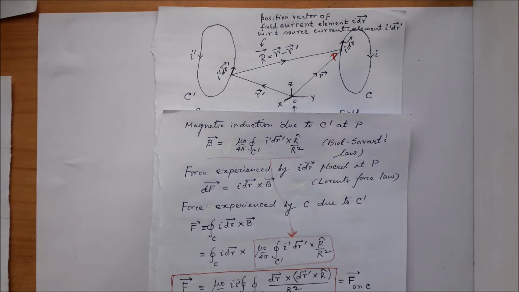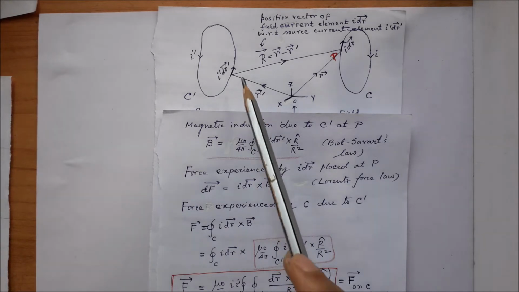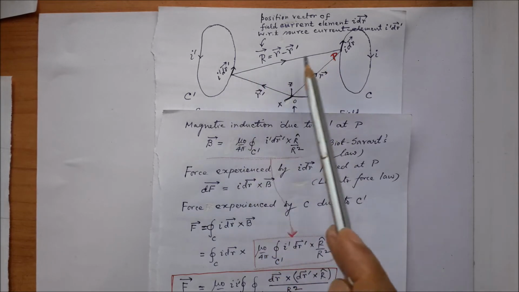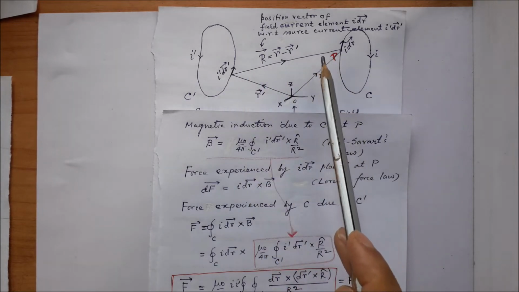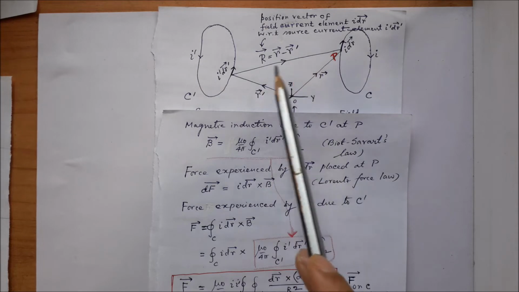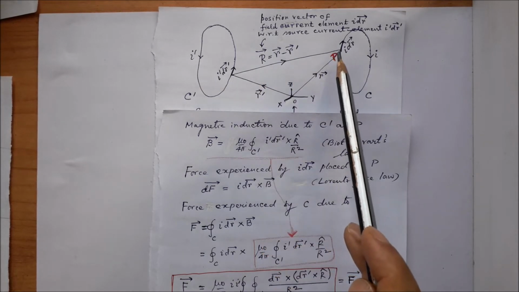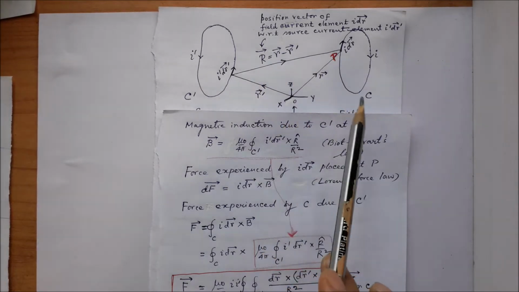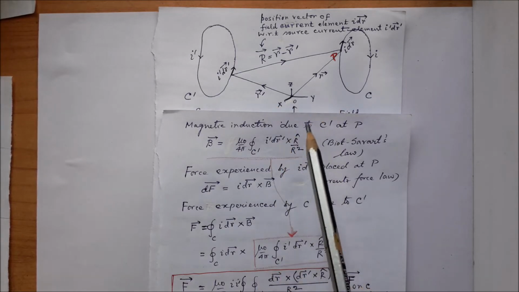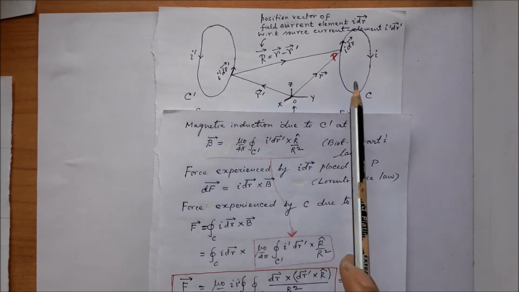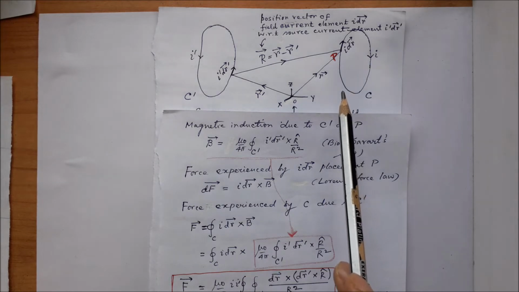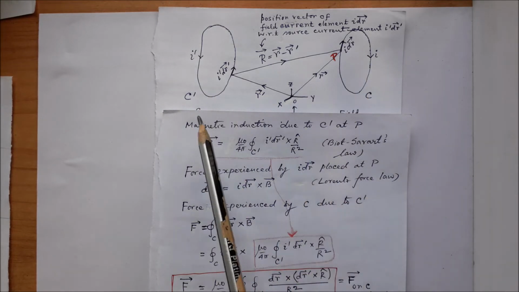Let us point out one thing. In this expression, what is r cap? This r cap is the unit vector along this direction, that is from source to the field. Let us interchange the source and field now. In our discussion, this was the source and this C was the field. Now let us interchange them.